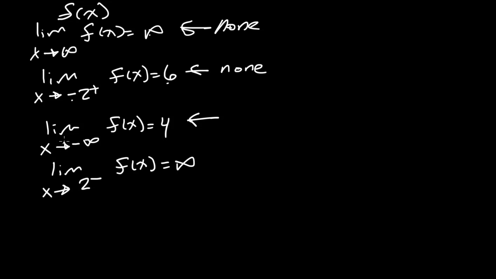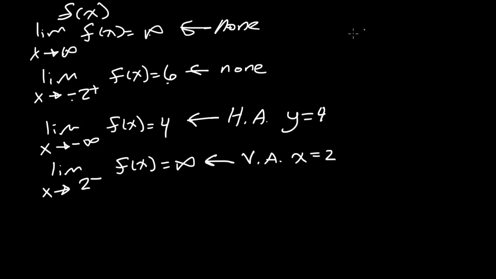This one tells us that as we go to -infinity, we are getting a finite number. So that's our definition of a horizontal asymptote. And we say that there's a horizontal asymptote at y equals 4. And the last one here, as we approach some finite number, 2 from the left, we're getting infinity. So that gives us a vertical asymptote. And we say that the vertical asymptote is at x equals 2.